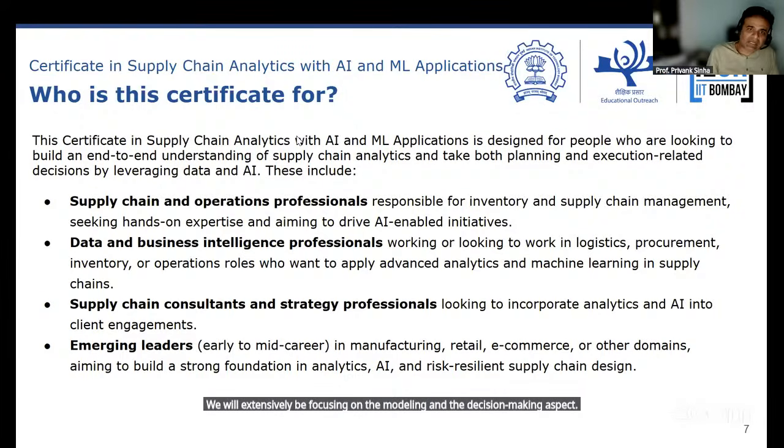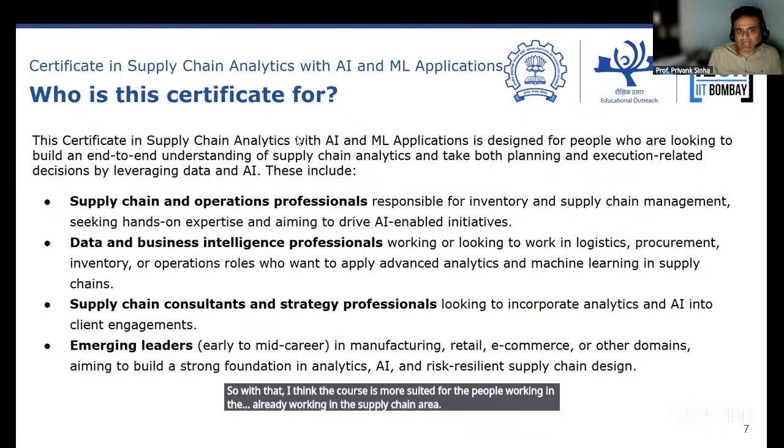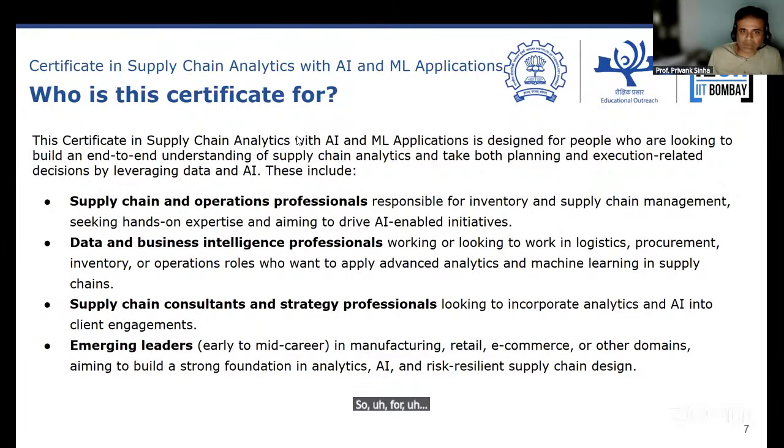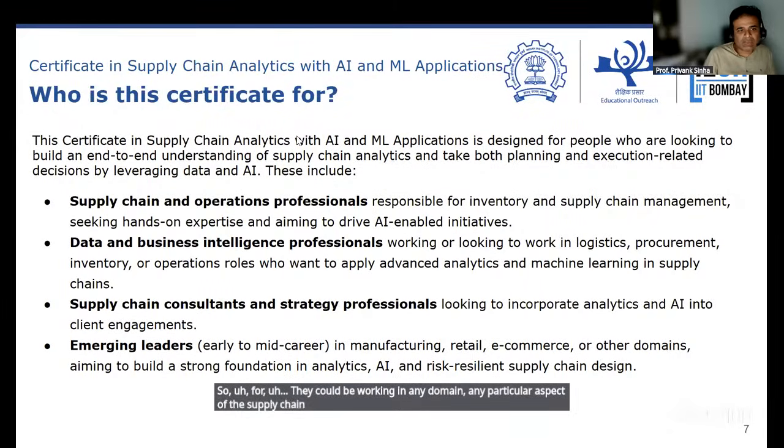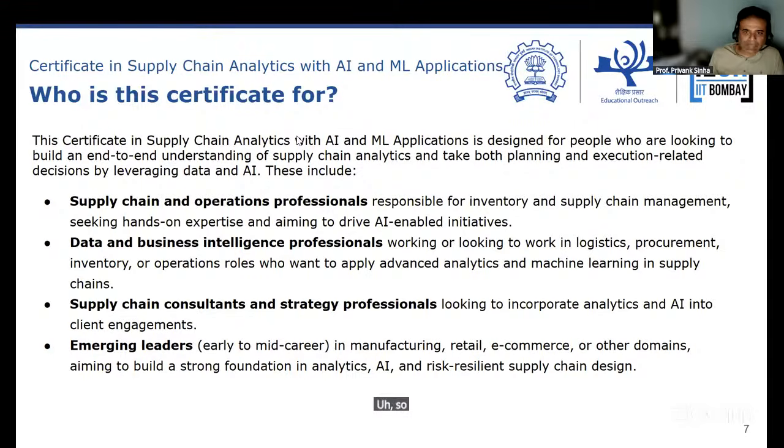So with that, I think the course is more suited for people already working in the supply chain area. They could be working in any domain, any particular aspect of the supply chain. The course is also relevant to data and business intelligence professionals, and to people working in logistics, procurement, inventory, and operations roles.